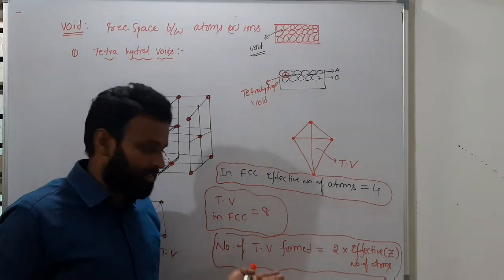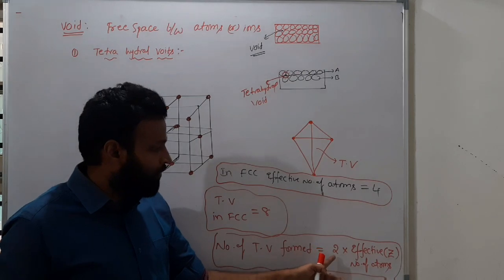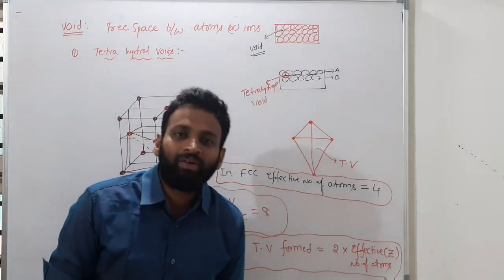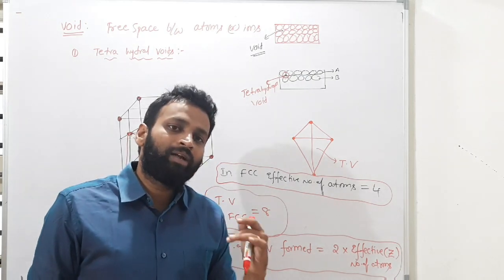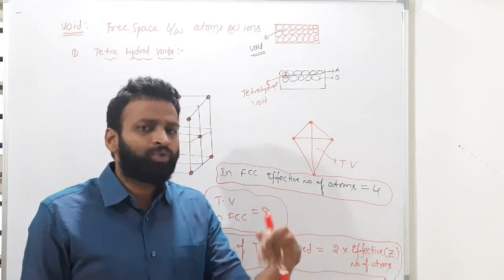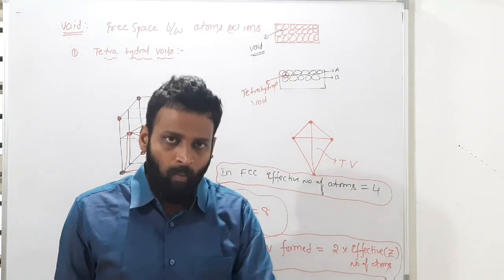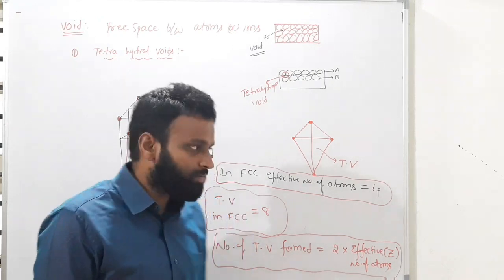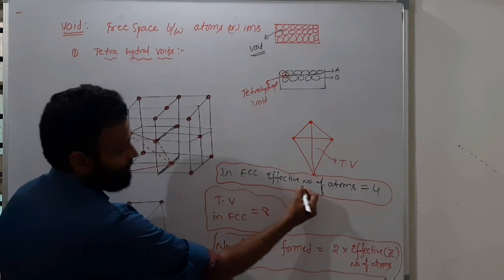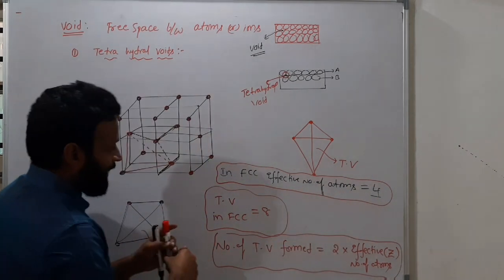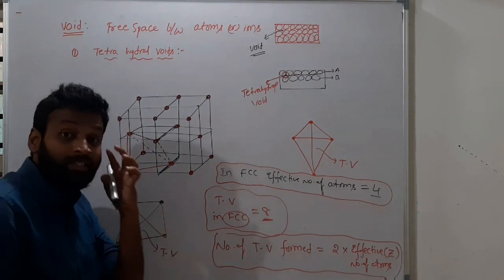Sir, for BCC what will happen? The number of tetrahedral voids formed in BCC is 2 into 2, because the effective number of atoms in BCC is 2. Sir, how many tetrahedral voids are formed in simple cubic? It's 2 into 1, because in simple cubic the effective number of atoms is 1. Getting what I am saying? So in that way I have given it very clearly. In FCC, the effective number of atoms is 4, and the tetrahedral voids are 8.